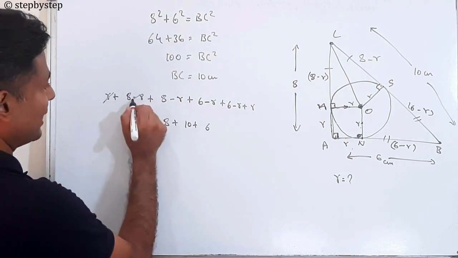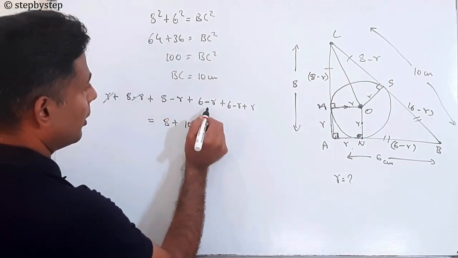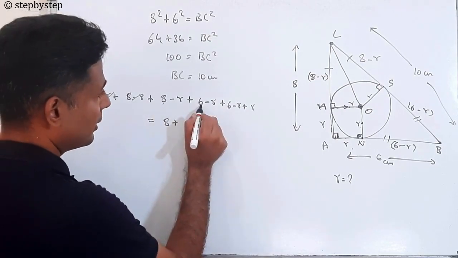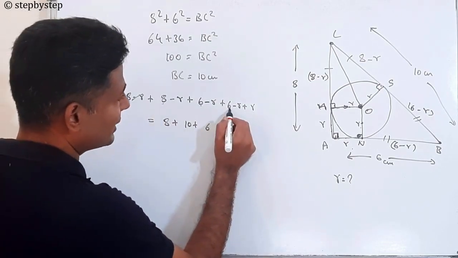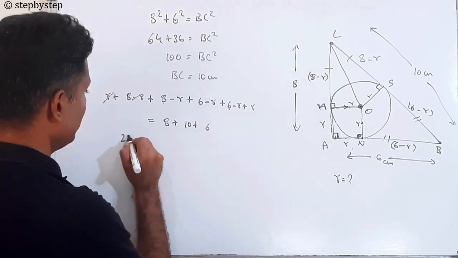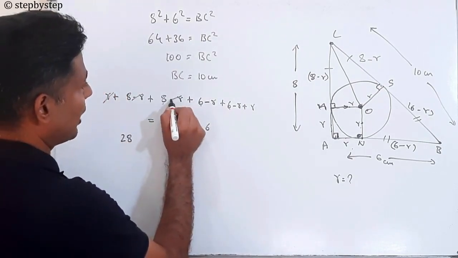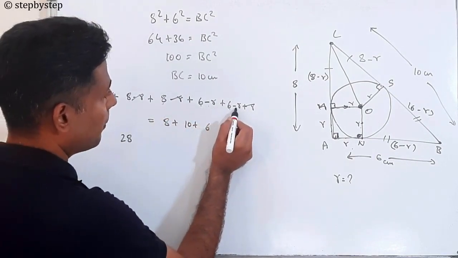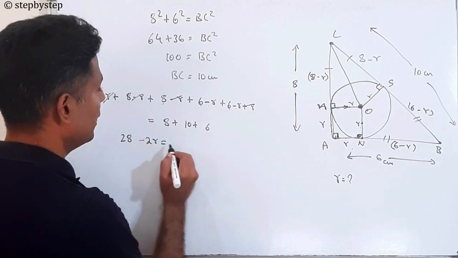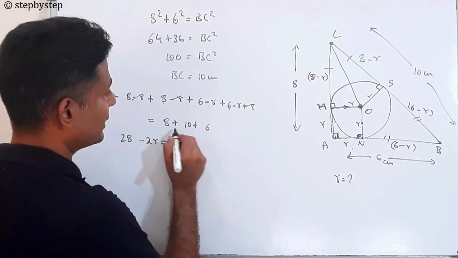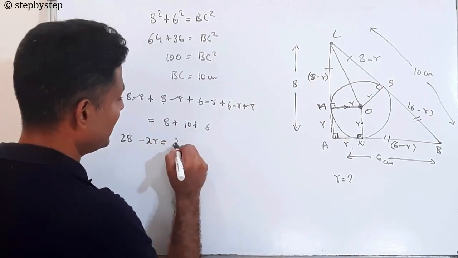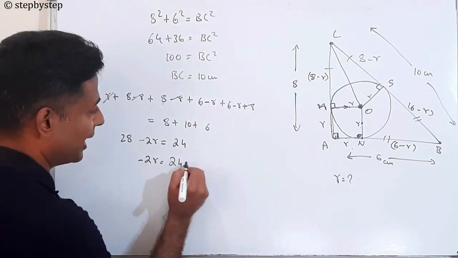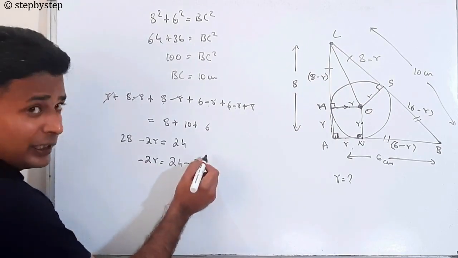Now plus R minus R cancels. Okay. Then we have 8 plus 8, 16, 16 plus 6, 22, 22 plus 6, 28. So we have 28. Now here again 1 minus R, 1 plus R cancels. So what do we get? Minus R, minus R. So minus 2R equal to 8 plus 10 plus 6. So 8 plus 10, 18, 18 plus 6, 24. So now we get minus 2R equal to 24 minus 28.